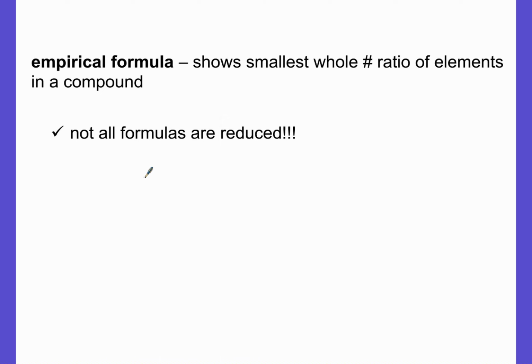Remember, when we're talking formulas, if it's an ionic compound like calcium chloride, those two numbers, one calcium, two chlorines, are already reduced, and they're always reduced. So for ionic compounds, the empirical formula is the formula, right?